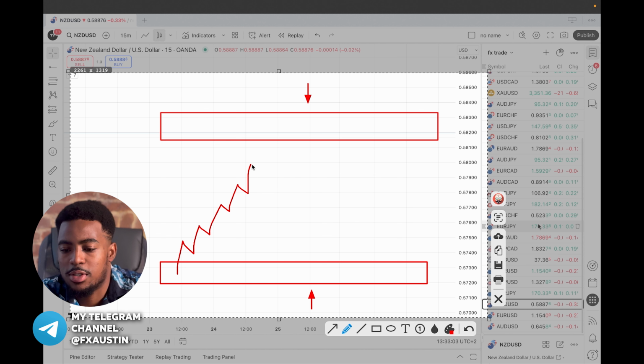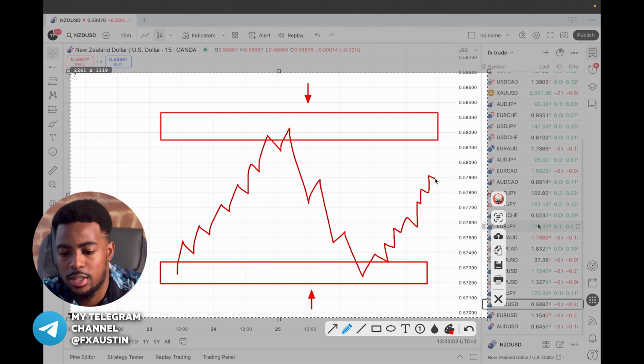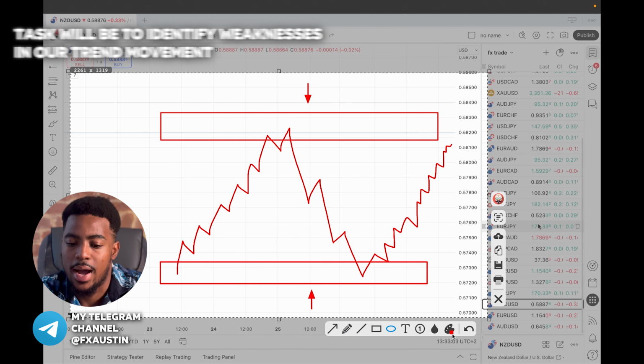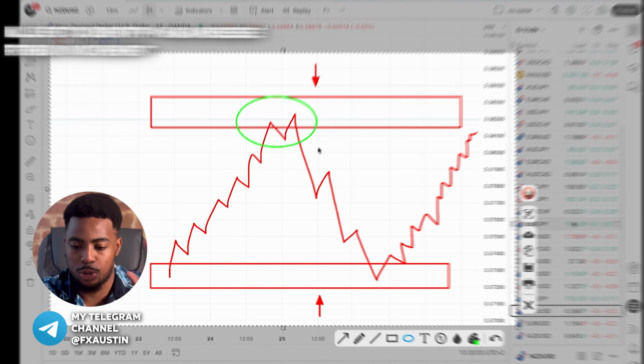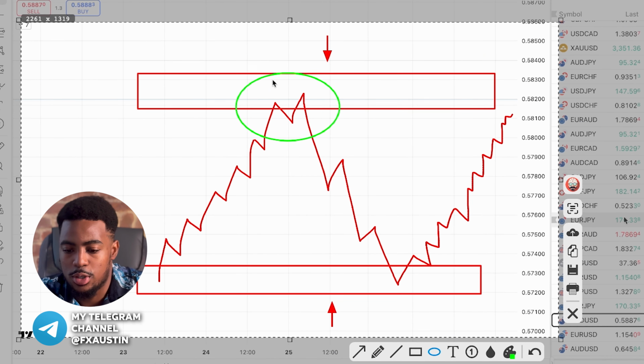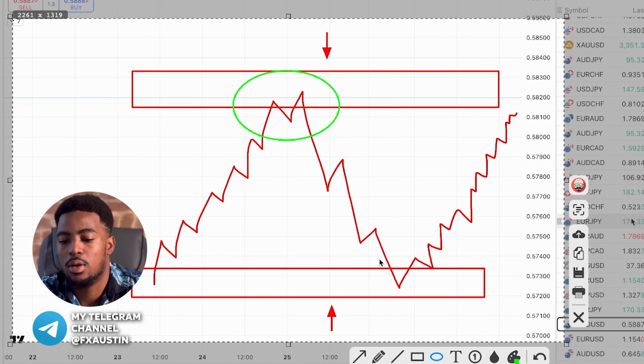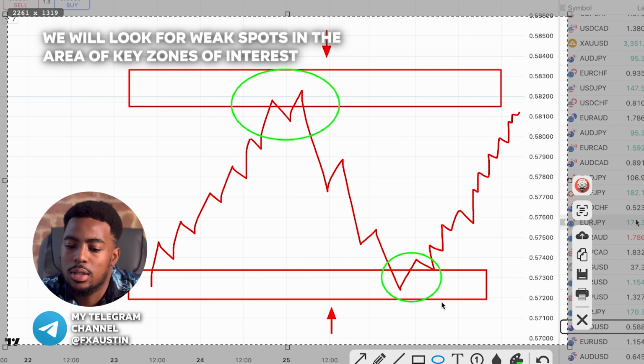Our trend consists of several waves of growth and several waves of decline. This can be a very fast trend, or it can also be a measured, gradually rising trend. Our next task will be to identify the weak points in our trending movement. We will look for these weak points around the key zones of interest that we marked in the first point.